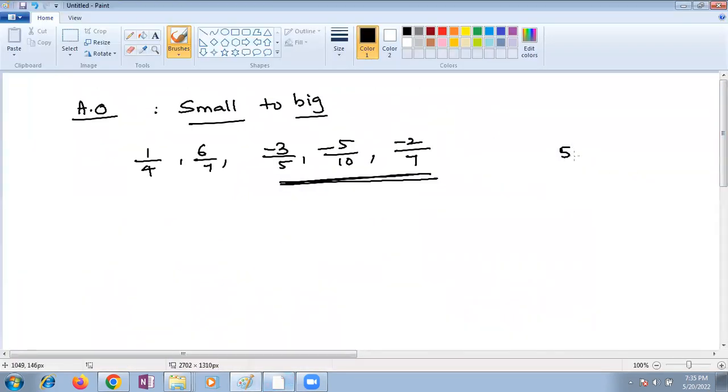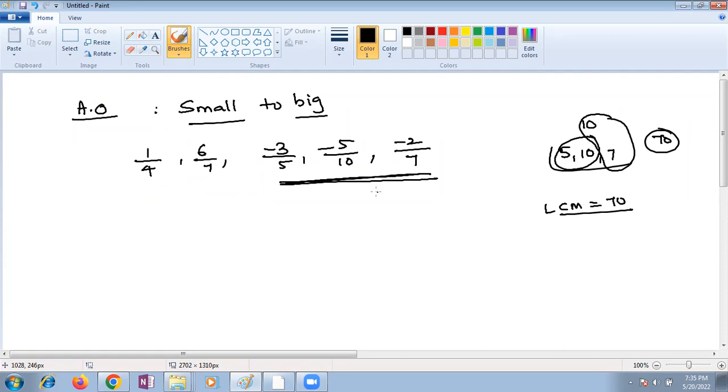So the LCM of 5, 10, 7. Just now I said the LCM of 5 and 10 is 10, and with 7 the LCM is 70, for these three numbers. To make my fractions like fractions, the first one I should multiply by 14, as 14 fives are 70. The second one, 10 should become 70, so I should multiply by 7. For minus 2 by 7, the denominator is 7; to make it 70 I should multiply by 10. Now 14 times 3.